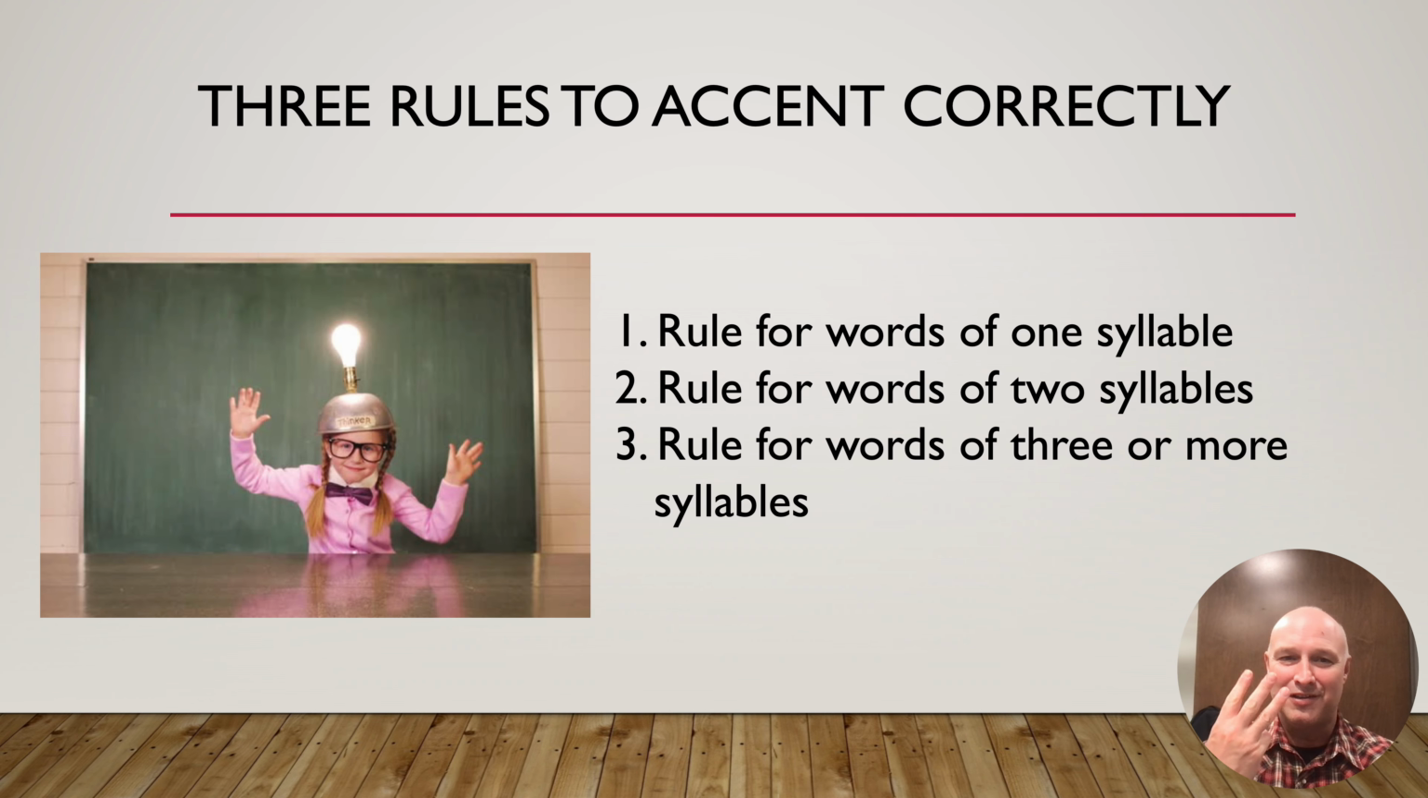Simply put, there are 3 rules that you need to learn in order to accent Latin words correctly. The first rule pertains to words of only 1 syllable. The second rule pertains to words of 2 syllables. The third and final rule pertains to Latin words of 3 or more syllables. So if there are 4, 5, 6, or even more syllables, those words will all depend on the same third rule that you're about to learn.